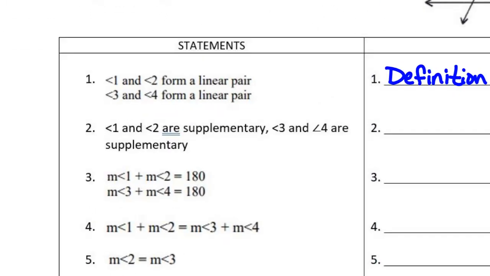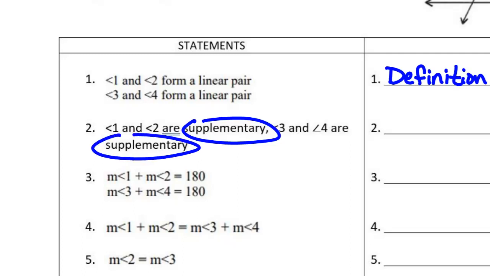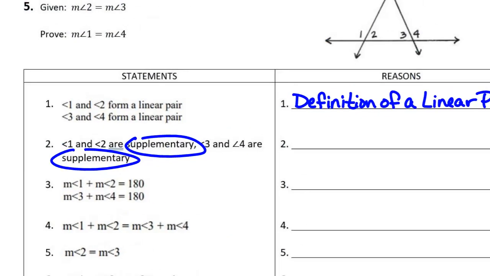All right, so then we jump down here to step 2. Up here I said angle 1 and angle 2 form a linear pair, and here I said they're supplementary. I said angle 3 and 4 form a linear pair, and here I said angle 3 and 4 are supplementary. How do I know that because they're a linear pair, that would mean they're supplementary? That's our linear pair theorem.